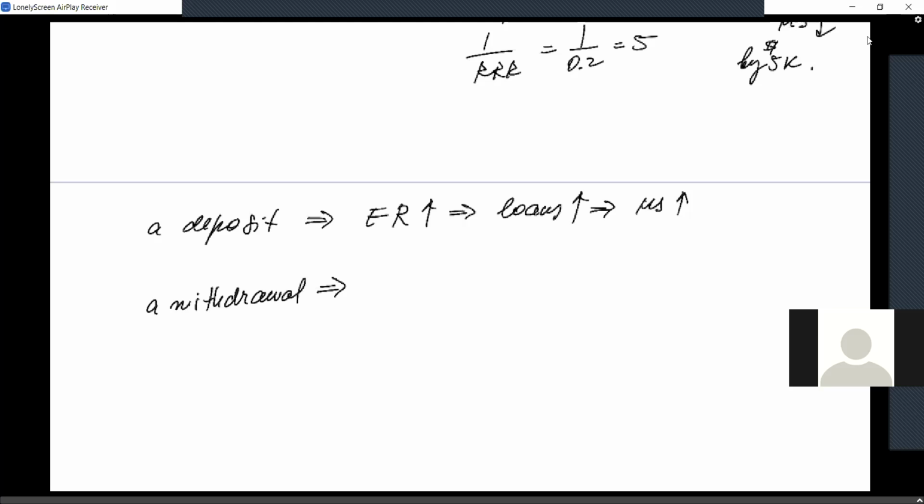A withdrawal, on the other hand, will reduce the volume of excess reserves and restrict banks' ability to lend, and will start the money multiplier in reverse, contracting the money supply.